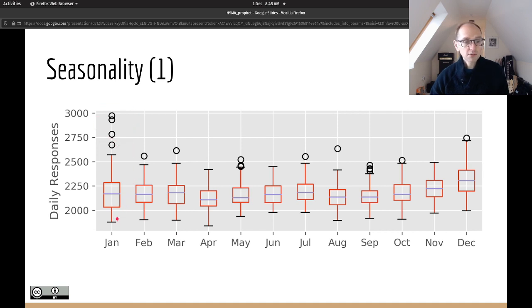And what can we see? Well, if we look at the medians, we can see that there's definitely an increase in December, possibly a bit of an increase in the summer, and a dip around this sort of time, maybe. It's not 100% clear, but that's suggesting there is some sort of seasonality by month of the year.